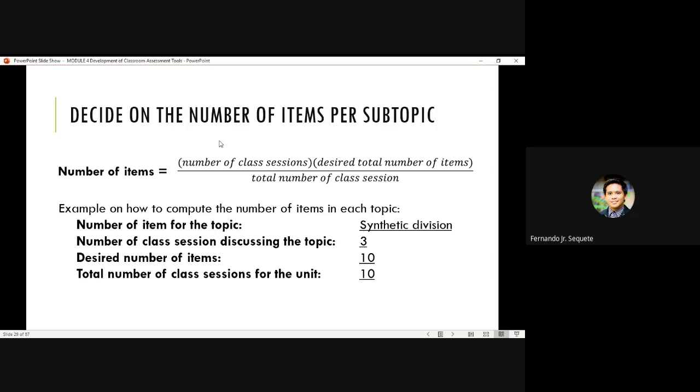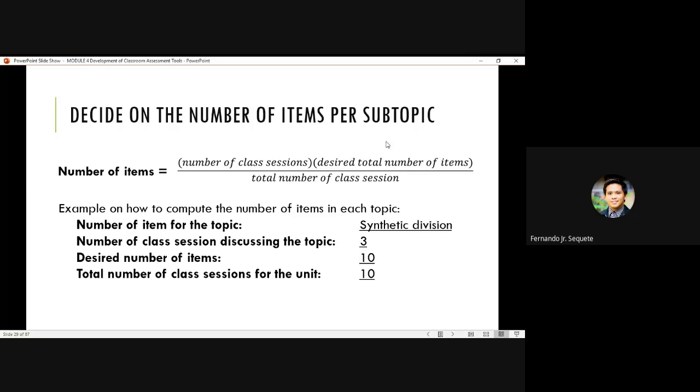Okay? So the number of items is equal to the number of class sessions multiplied by the desired total number of items, say 5 items if you want, divided by the total number of class sessions. The total number of class sessions means, in the whole periodical exam, for all the topics discussed, how many sessions that was. The number of class sessions is how many days or periods that particular topic was taught.